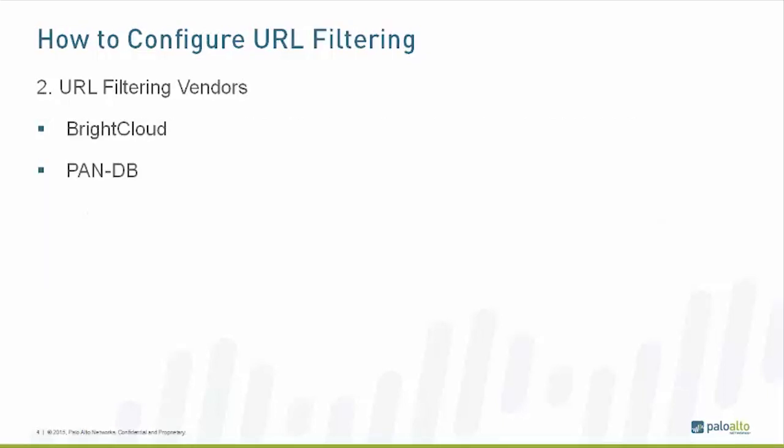Next, we have the URL filtering vendors. We have BrightCloud and PanDB. BrightCloud is a vendor that we used in the past. It's still supported, but is no longer the default vendor when it comes to URL filtering. PanDB is a proprietary Palo Alto Networks URL filtering database, and that is the default now.